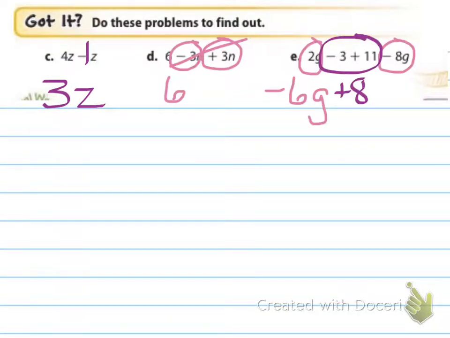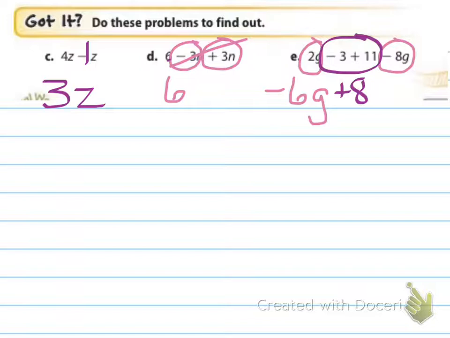All right, so here's the answer. For D, the minus 3n's plus 3n's actually cancel each other out, because negative 3 plus positive 3 is going to make 0, and 0 times n is 0. So we are just left with that constant of 6.